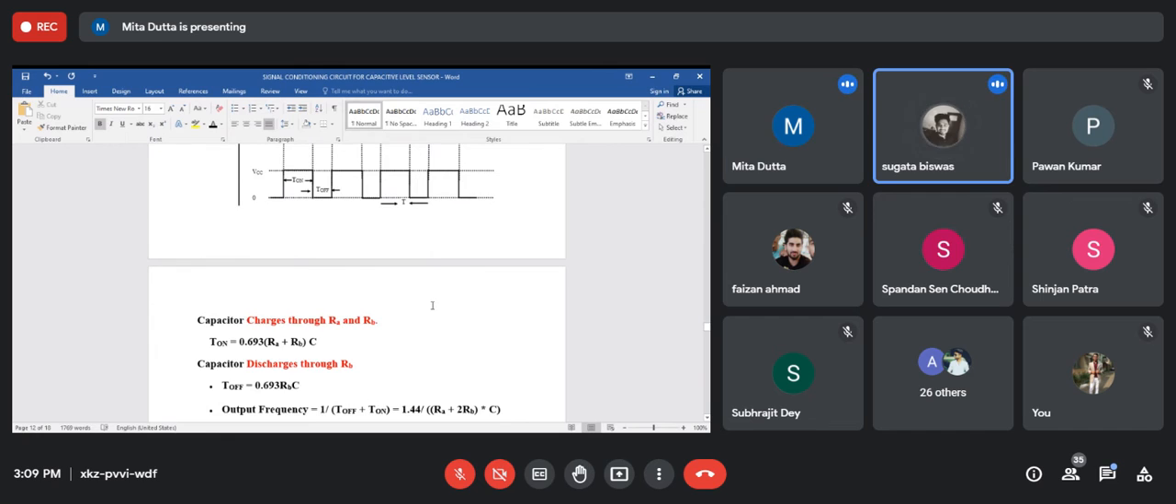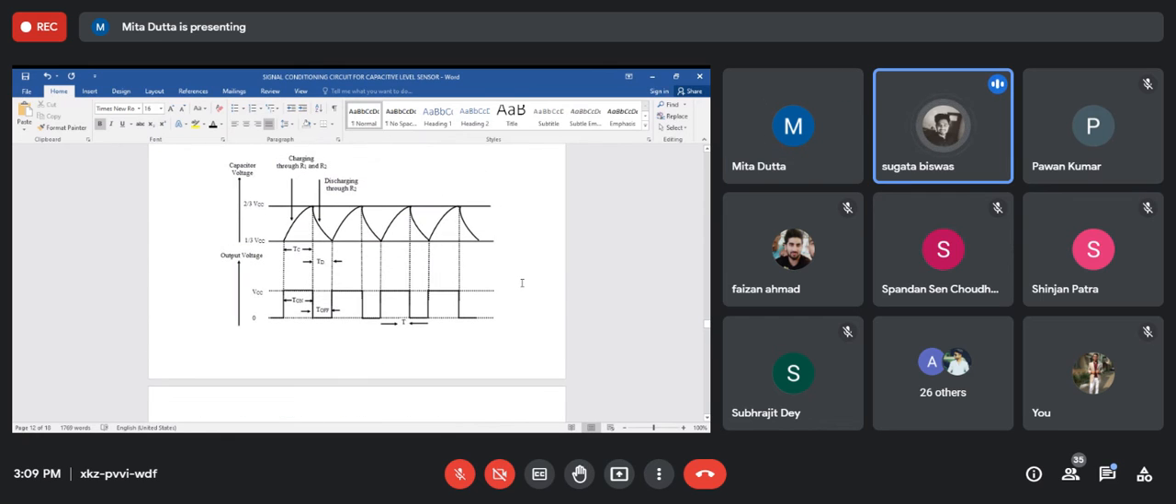Ma'am, excuse me. Tell me. Ma'am, when the charging has started again, when the capacitor voltage falls below 2 volt, because when it is less than 1/3 VCC, then the capacitor will charge, and when it is greater than 2/3 VCC, the capacitor will discharge. In this way it goes on and on.